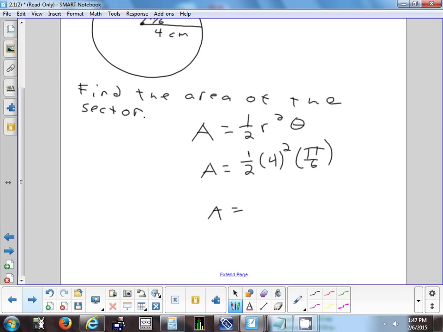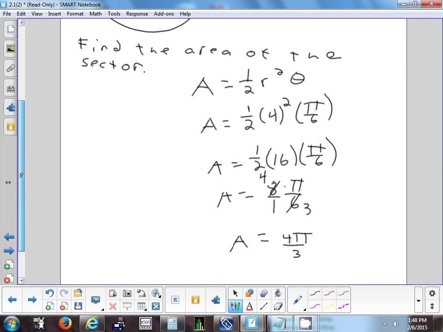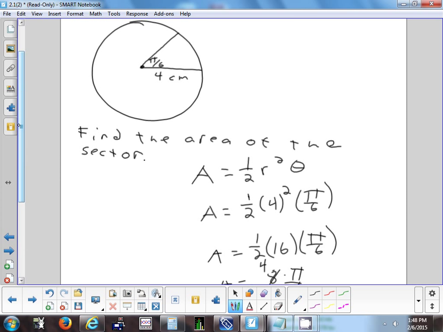Okay, 4 squared gives me how much? 16? Yep. And now half of 16 is 8 times pi over 6. If you want to make 8 a fraction, you can. Any number that goes into both 8 and 6? 2. So that becomes 4, 3. What am I left with for my final answer? Good, 4 pi over 3. Now that's an area. I just want you to think for a second about what the label would be. Centimeters squared, right?